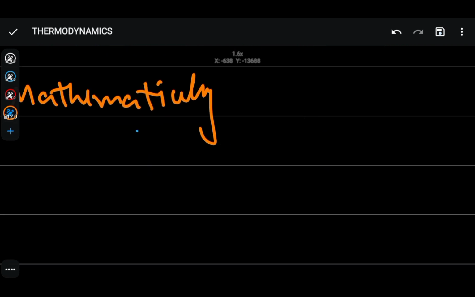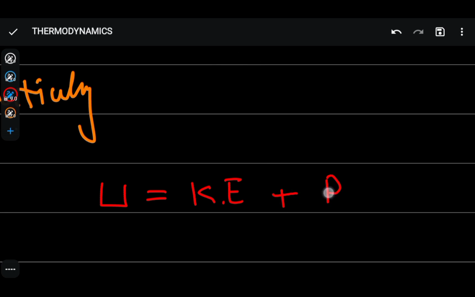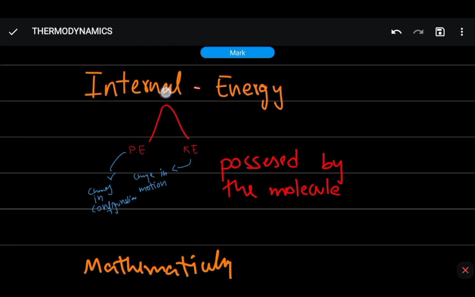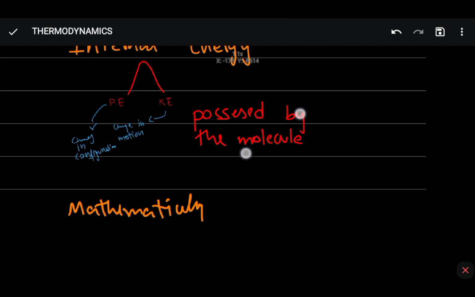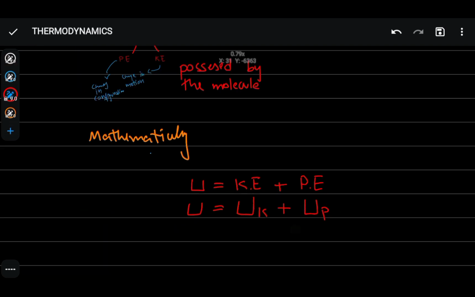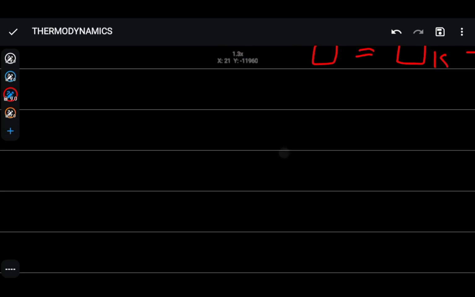as I told you before, internal energy is represented by capital U, equal to kinetic energy, which is KE, plus potential energy, which is PE. Internal energy is basically the sum of potential energy and kinetic energy. So you can also write it like U is equal to UK, which in simple words is kinetic energy, and UP for potential energy.